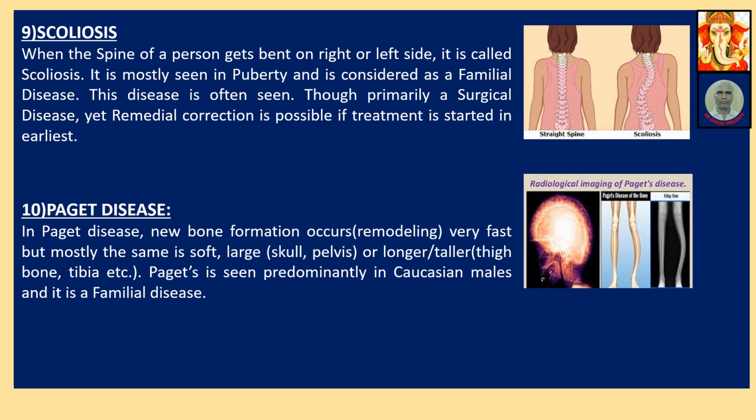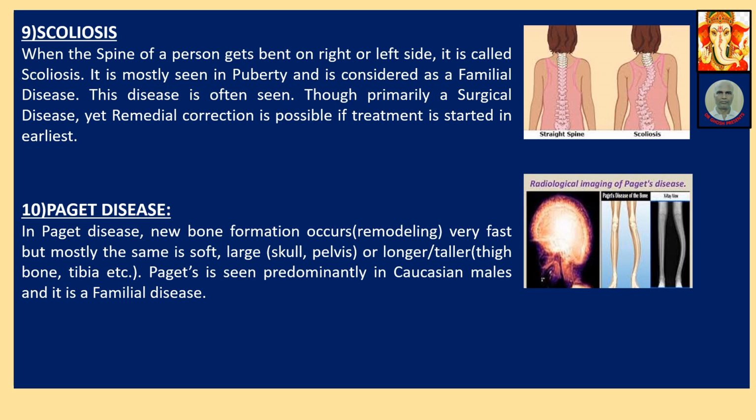Number 10, Paget's disease. In Paget's disease, new bone formation occurs very fast. It is called remodeling. But the bone is soft and large. It is seen in the skull and pelvis, and in longer bones like the thigh bone and tibia. These are abnormal things. Paget's disease is seen predominantly in Caucasian males, and it is a familial disease.